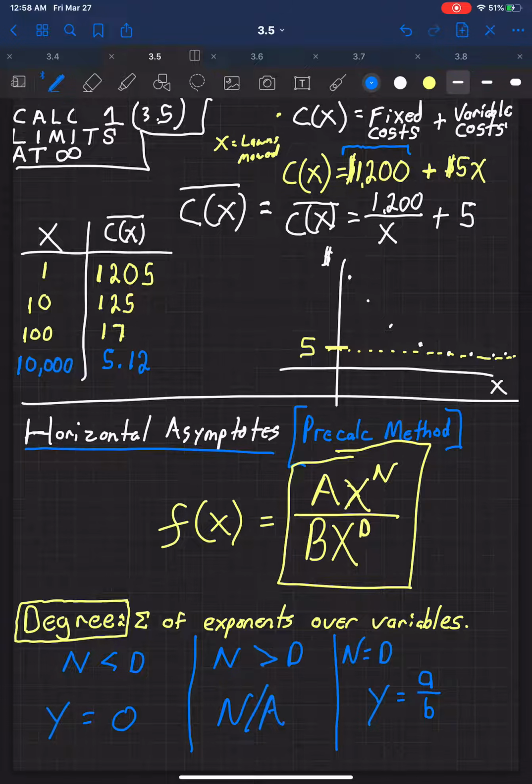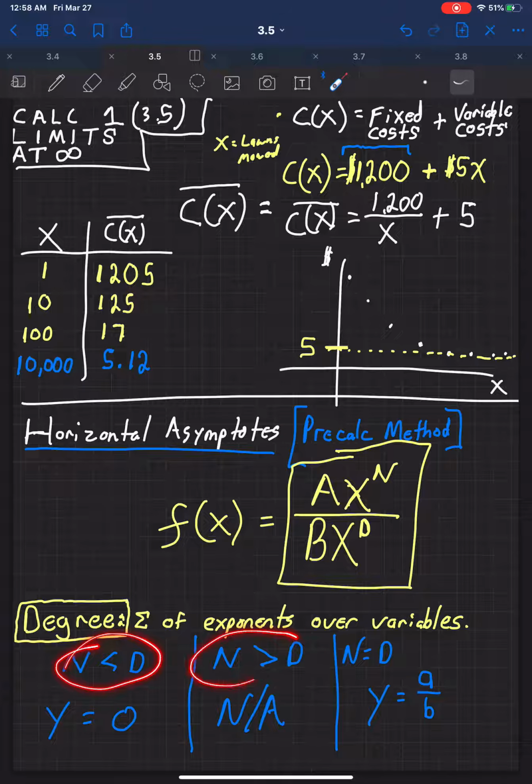All right, now I'll show you how to do this precalculus method in just a second. But don't you agree that this is kind of gimmicky? Like, why does this work? Why do we get to simply say that if the degree of the numerator is less than the denominator, we automatically say there's a horizontal asymptote at y equals 0, and so forth?